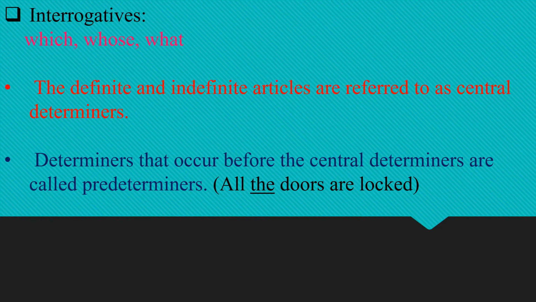Determiners that occur before the central determiners, which mean before the A and The, are called predeterminers. In this example, all the doors are locked. Here the central determiner is the. Right. And another determiner is all. So all is placed before the central determiner, so it is called as predeterminer. Pre means before. Post means after.